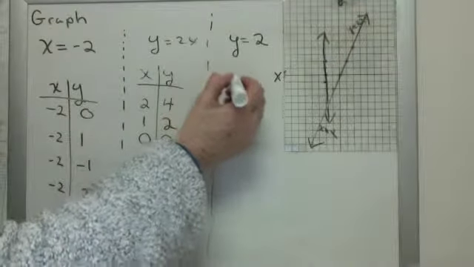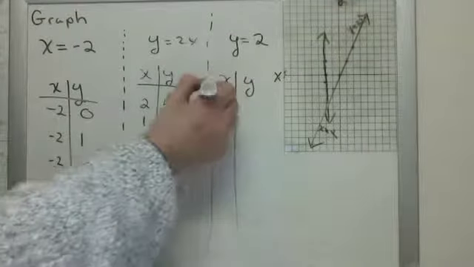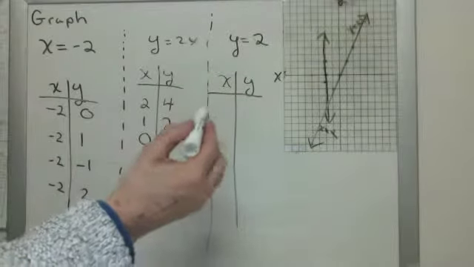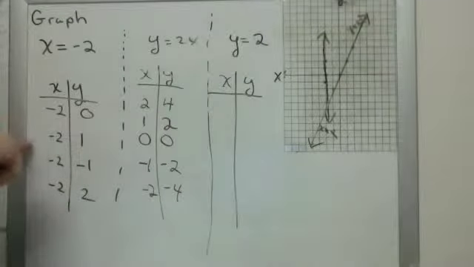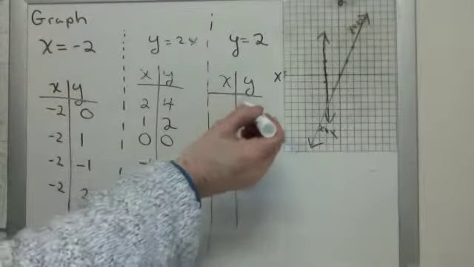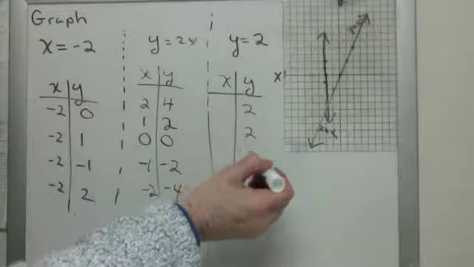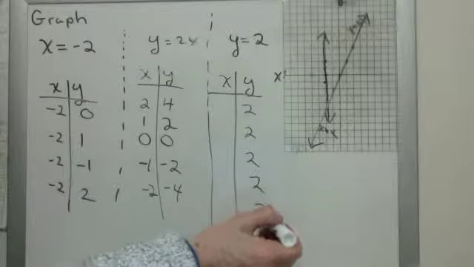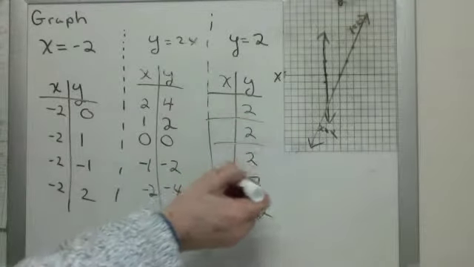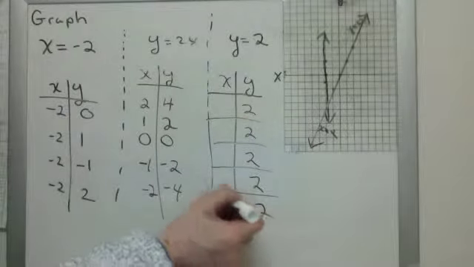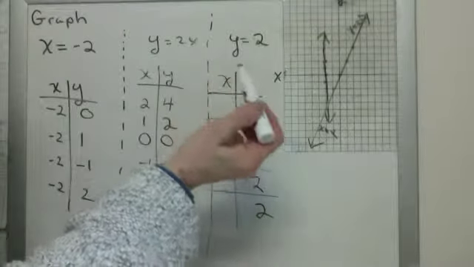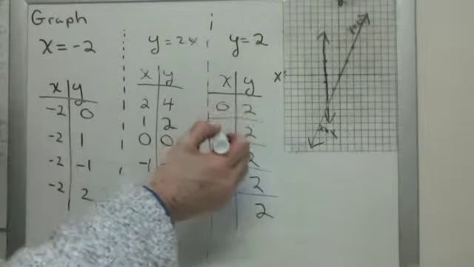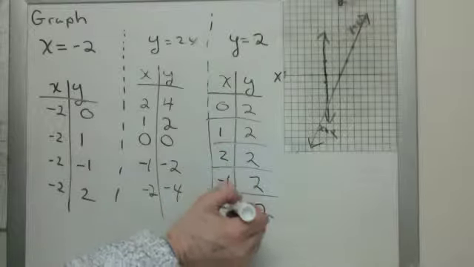All right, what about y equals 2? xy. Y equals 2. Uh-oh. There's no x in this one. Remember what we did here? Take a guess. What do you think? I hope you said fill the y side with 2's. We'll do 5 points again. I seem to like 5 here. So y is always 2. Well, what's x? There's no x in the equation. So 0, 1, 2, -1, -2.